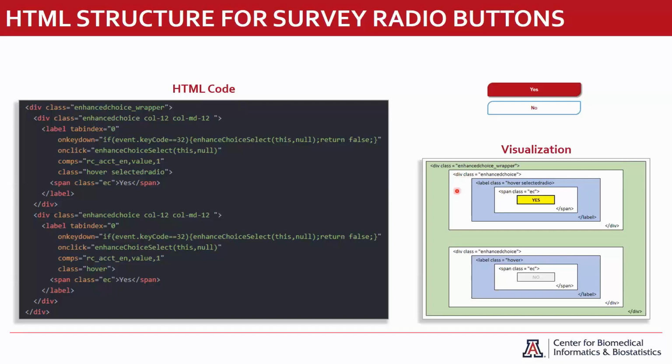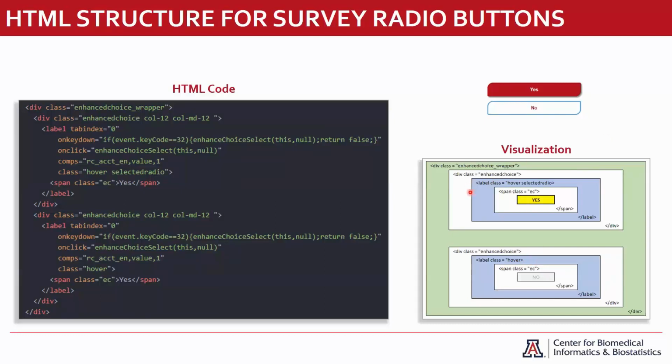So within this first button here, we have a container, and then we have a label element that is for the selected radio. You'll see here that this class is selected radio, meaning that it's been checked, or selected rather. And you can see here that the no button doesn't have that selected radio class. It just has a hover class.